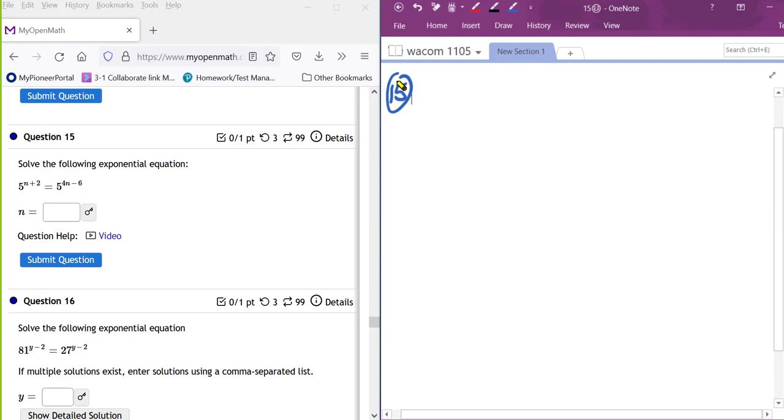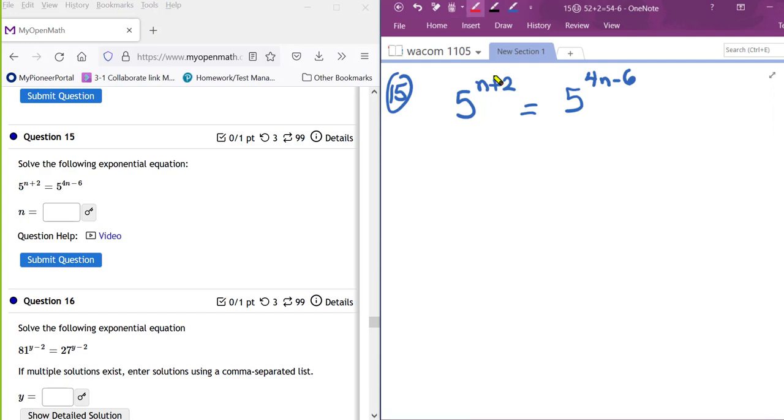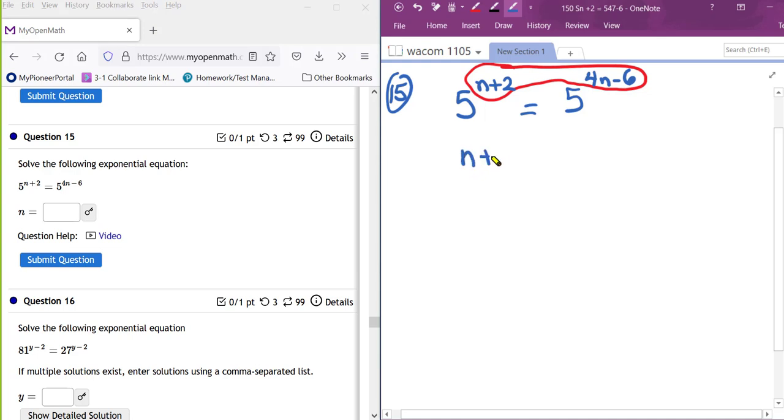So 15. And I'm doing a bunch of these just because you didn't have any examples in your other video. So 5 to the n plus 2 equals 5 to the 4n minus 6. This one, you're actually ready to use your rule right away because your bases match. So you set the exponents equal. And solve.